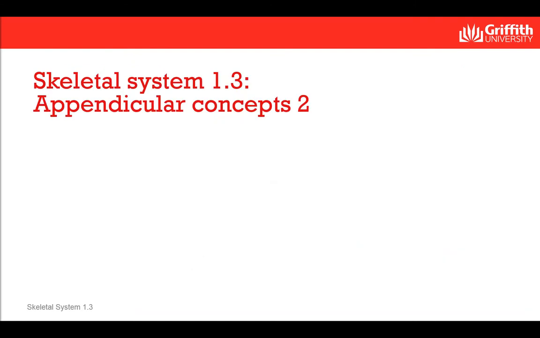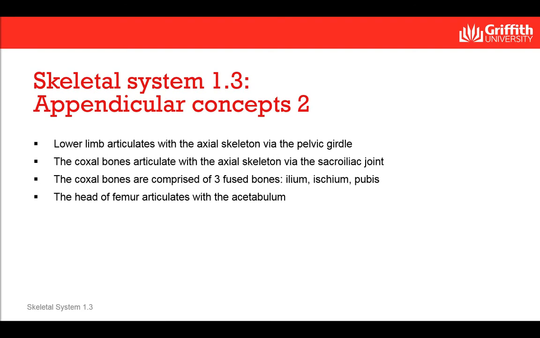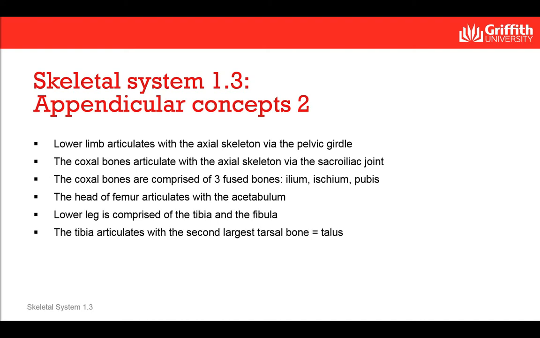We are now ready to review the appendicular skeleton concepts, Part 2. The lower limb articulates with the axial skeleton via the pelvic girdle. The coxal bones articulate with the axial skeleton via the sacroiliac joint. The coxal bones are comprised of three fused bones, the ilium, the ischium, and the pubis. The head of the femur articulates with the acetabulum. The lower leg is comprised of the tibia and fibula. The tibia articulates with the second largest tarsal bone, which is the talus. The metatarsals form the forefoot. The phalanges form the toes.